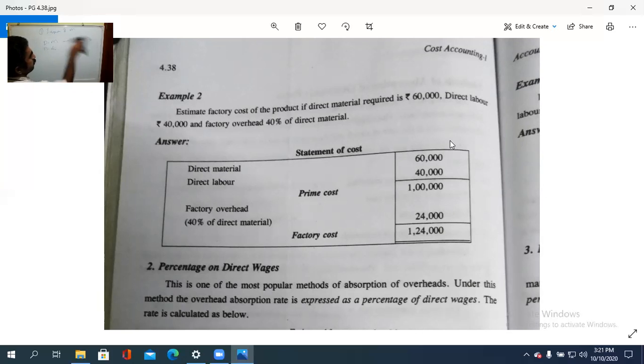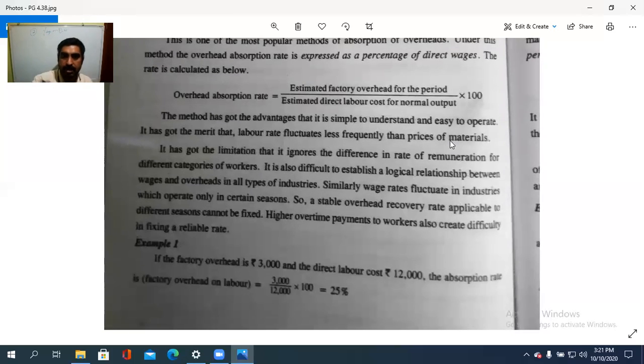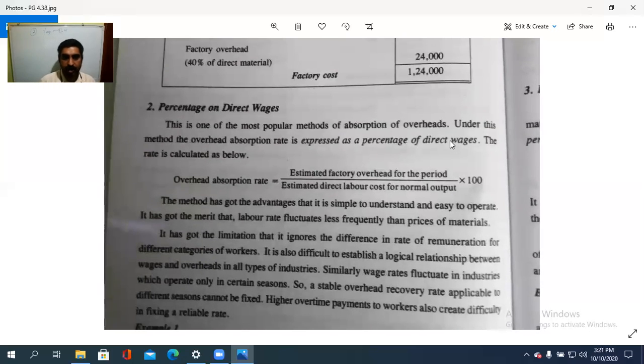On direct wages. This is one of the most popular methods of absorption of overhead. Under this method, the overhead absorption rate is expressed as a percentage of the direct wages. That is, overhead absorption rate is equal to estimated factory overhead divided by estimated labor cost for the period into 100. Same formula; the difference is that instead of material cost, there is direct labor cost.